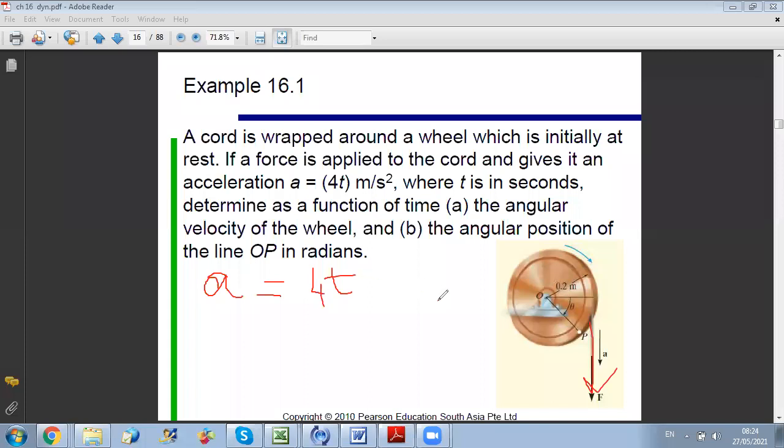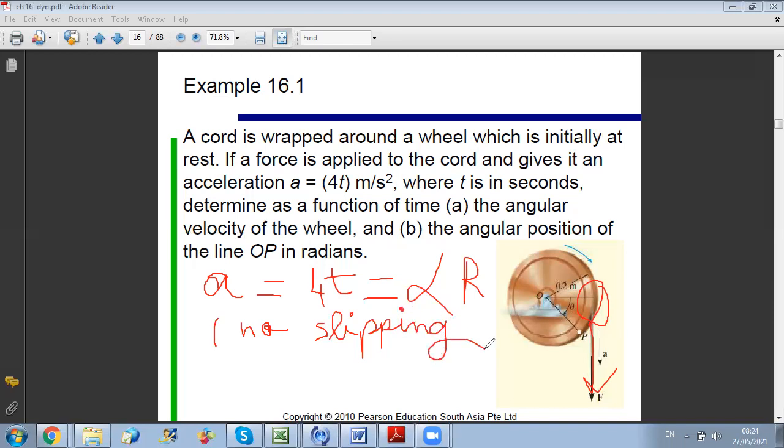Very good, because here, whenever you have no slipping condition between the cord and the wheel, I can write this is equal to alpha times the radius of the wheel. In general, when they don't say anything, we have no slipping condition. They should be clearer and say that we don't have slipping. But of course, in the exam, this will be clear.